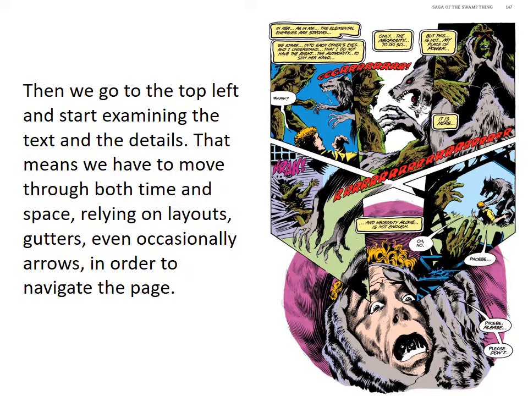That means we have to move through both time and space, relying on layouts, gutters, even occasionally arrows in order to navigate the page. So we'll start off with the top left, go to the middle panel of the first tier, go to the far right panel of the first tier, then we go down to the next second tier. Then we have a problem though. We start looking, we're not quite sure where we're supposed to be going because we can either go into the round one or we can follow this little bridgy bit of caption into the other pointy one on the right.